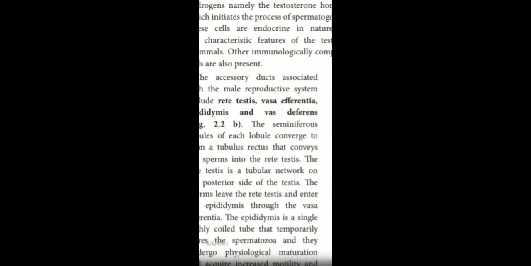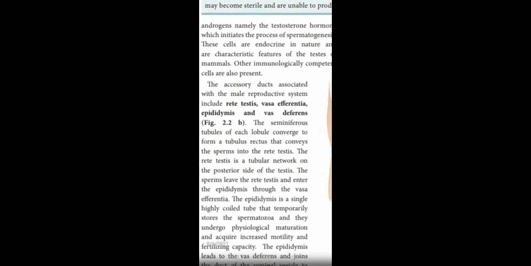Immunologically competent cells are also present there. What does immunologically competent mean? During ejaculation of sperms, any germs or microbes may enter. If microbes or germs enter, these immunological cells kill them. That is why we say immunologically competent cells are also present.